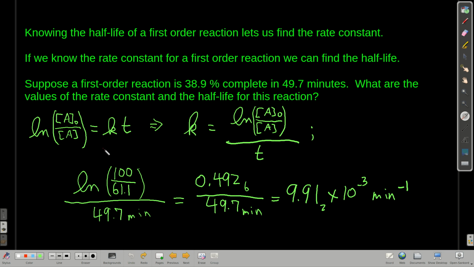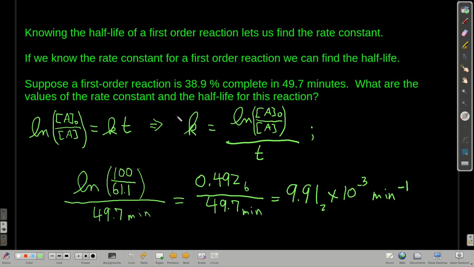So we use the equation, solving for k. We're going to find the rate constant first, and rearrange it just like this. Make sure that makes sense to you guys. Now, let's talk about this. If it's 38.9% complete, that means that 100 minus 38.9, or 61.1% of the initial reactant is still left.